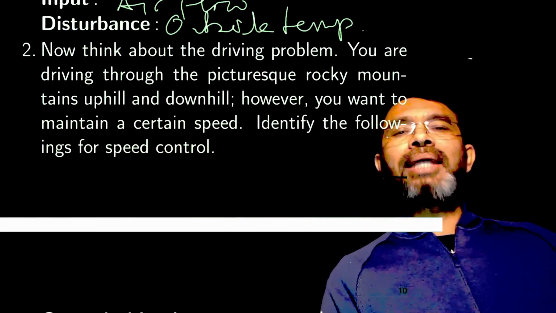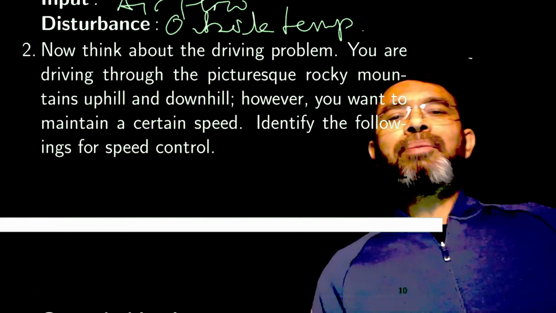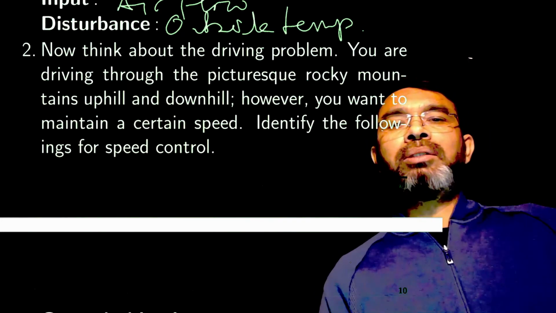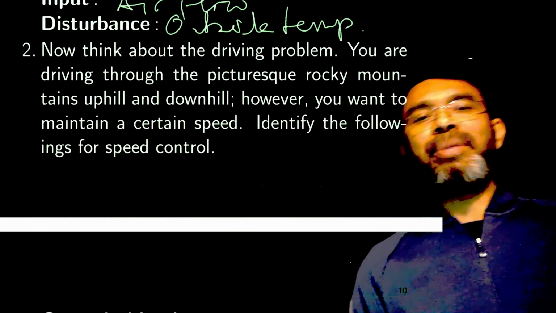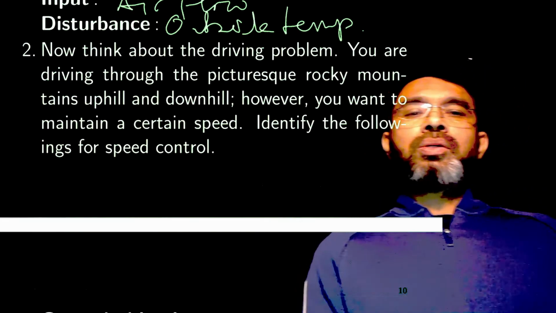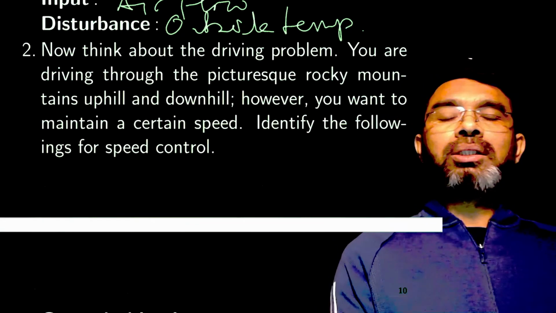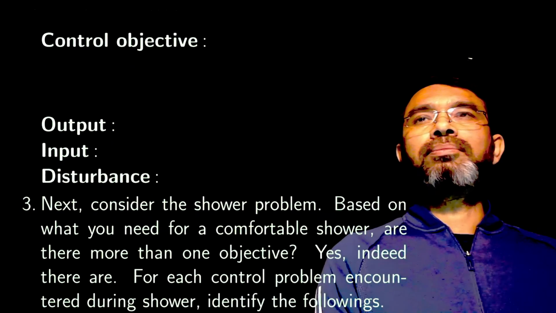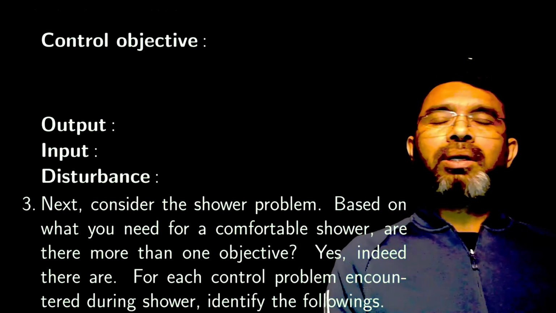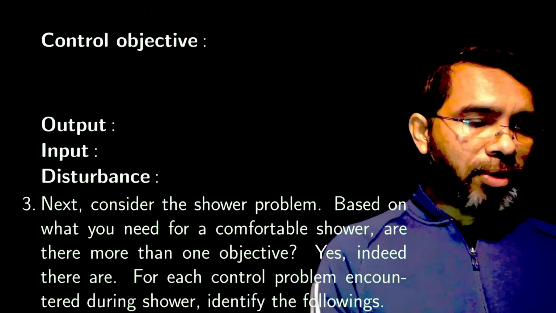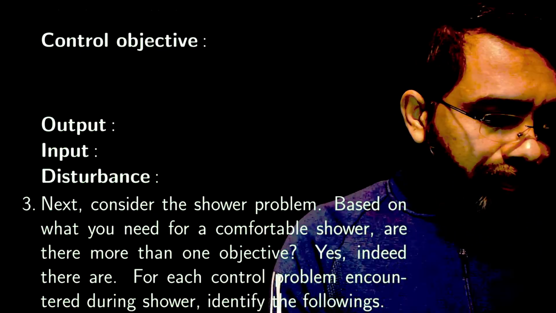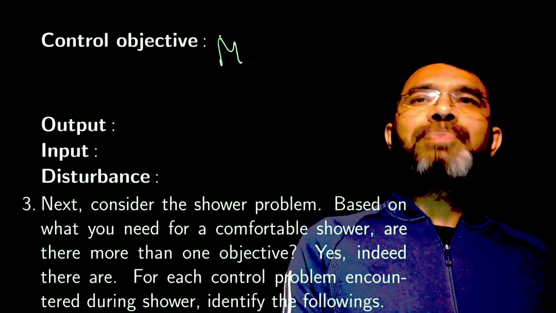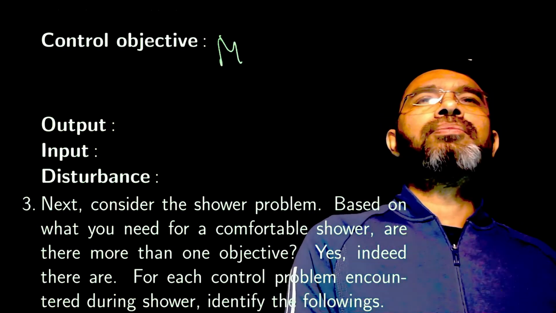Okay. So the second example we want to look at is the driving problem. You are driving through mountain roads having uphill and downhills, and you want to maintain a certain speed. So for this case, what is the control objective? Think about it. The control objective for this case may be to maintain the speed of the car.